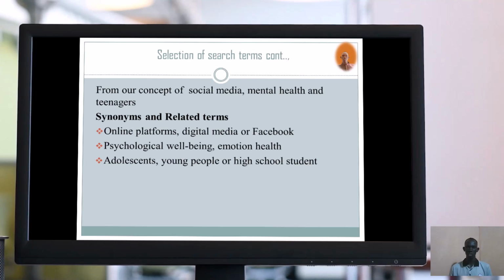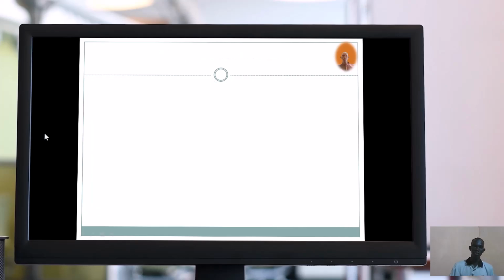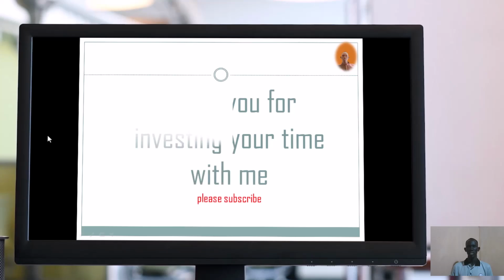So when you are planning to do your work, these are some of the basic things you need to consider. Do you want to search for online platforms, or digital media, or Facebook? You need to master those things. Lastly, that is how we can introduce this topic of search strategy. In our next video, we are going to explore more about how we can carry out search strategy and how we can come up with the full details about it.